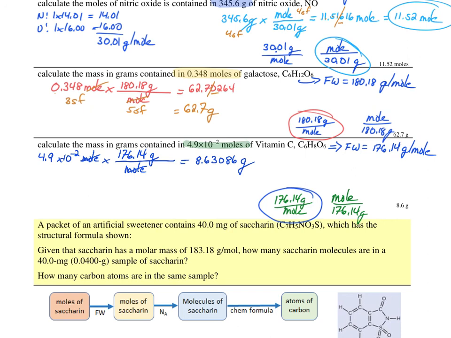So now sig figs, 2 sig figs, 5 sig figs. We want 2 sig figs. That's all we can justify in our answer. The first number we drop is below 5, so we round down, and our answer is 8.6 grams.